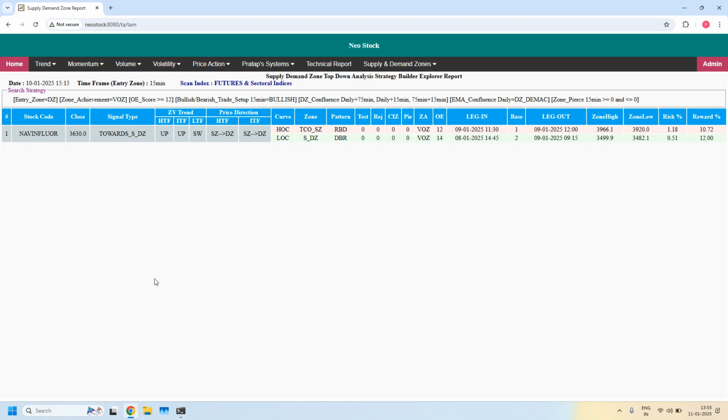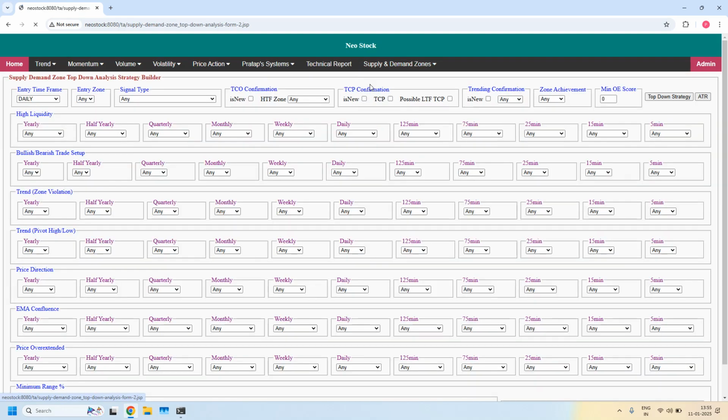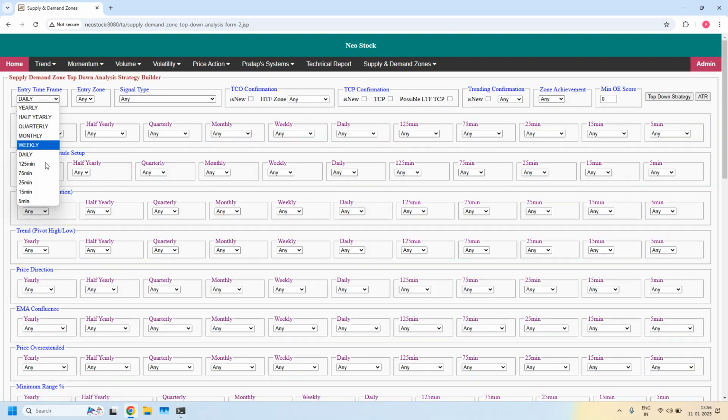Next, bearish trade setup for daily income trade. Entry time frame is 15 minutes. Entry zone should be supply zone. And also in the bullish or bearish trade setup parameter, at 15 minutes entry time frame, I have to select bearish.